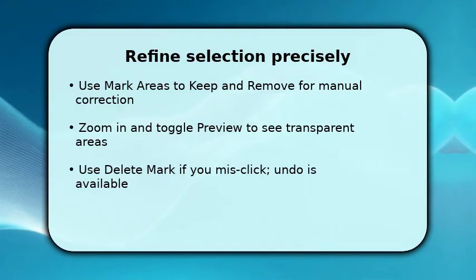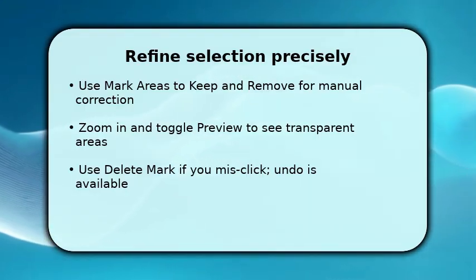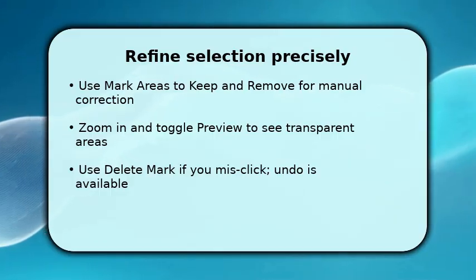Use mark areas to keep to draw strokes over subject parts Excel removed, and mark areas to remove for lingering background bits. Make small, deliberate strokes because large marks can confuse the algorithm. When you make a mistake, use delete mark or undo to correct it.